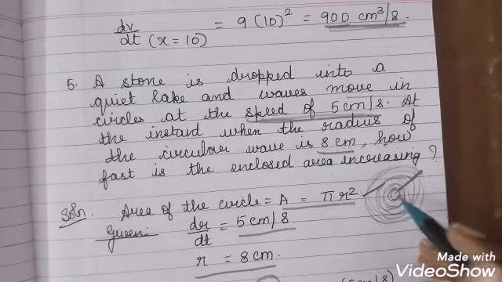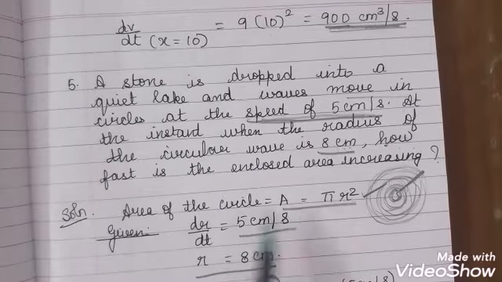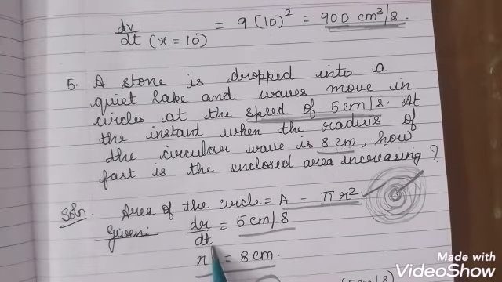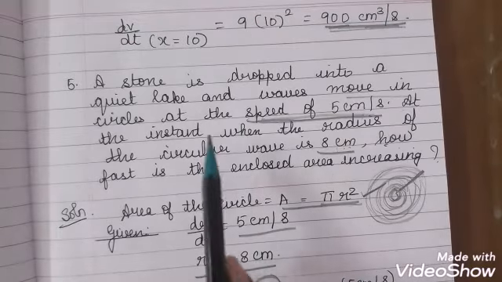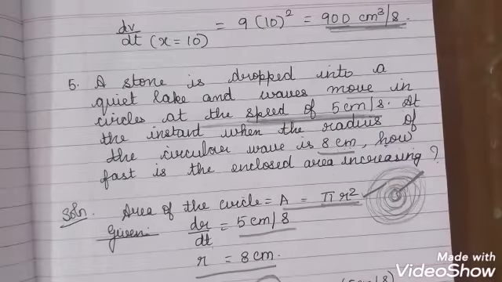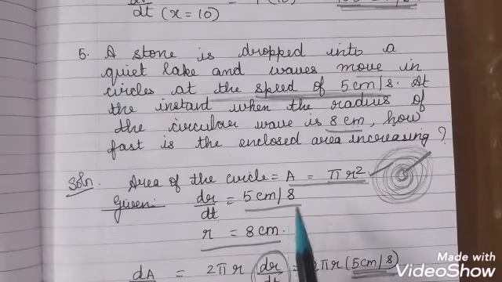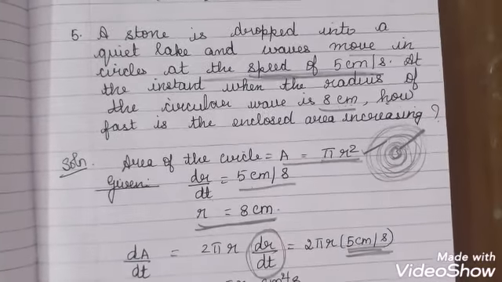So you know, when a stone is dropped in a lake, it moves in concentric circles. Okay. So now you know what the area of the circle is here? It's pi r squared. So we'll write what all is given here. dr by dt is equal to 5 centimeter per second. That is, the waves move in circles at the speed of 5 centimeter per second. And what is your radius equal to here? Radius is equal to 8 centimeter.